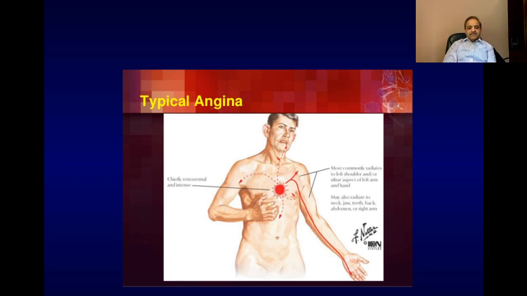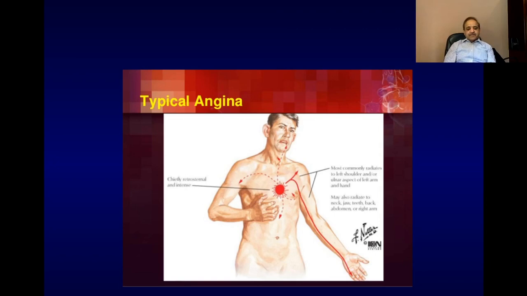A typical patient with angina pectoris feels pain in the center of the chest, a sense of squeezing, a sense of constriction, as if somebody is sitting on the chest. This pain may or may not radiate to the inner side of the left arm. It may radiate to the right arm, it may radiate up to the jaw, but the lower jaw, not the upper jaw, and neck. And sometimes the pain is felt in the epigastrium.